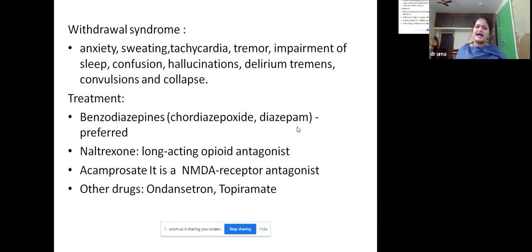So for treatment, the drug of choice, which is preferred, is benzodiazepines: chlordiazepoxide, diazepam. It is preferred. And other drugs, like naltrexone, ondansetron, topiramate, acamprosate. Note that: naltrexone, ondansetron, topiramate, acamprosate. These are the drugs which are used in alcohol withdrawal syndrome.